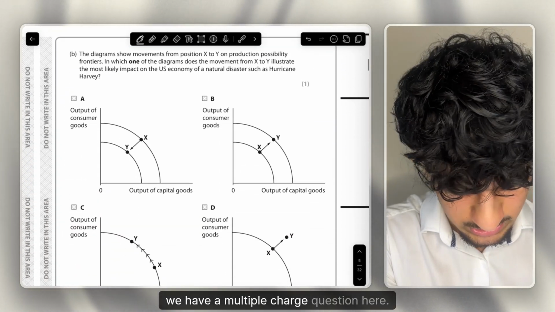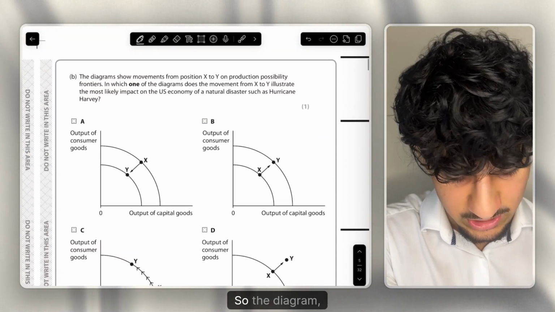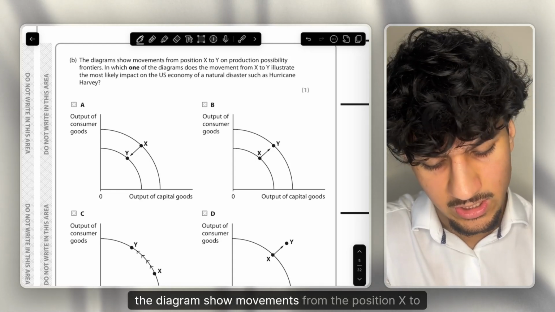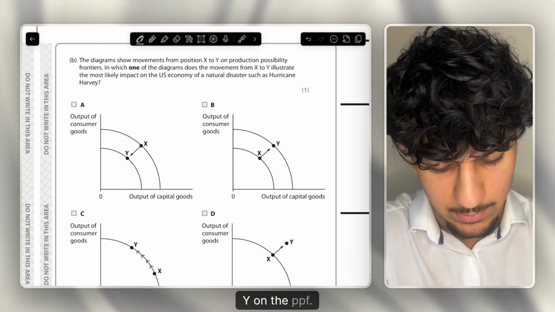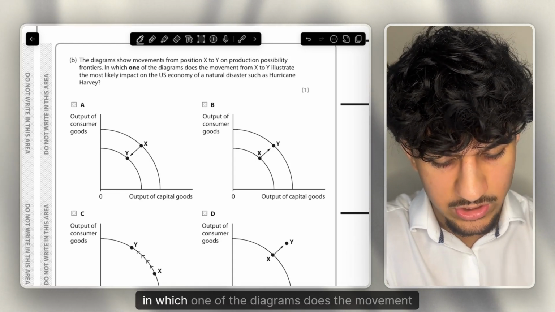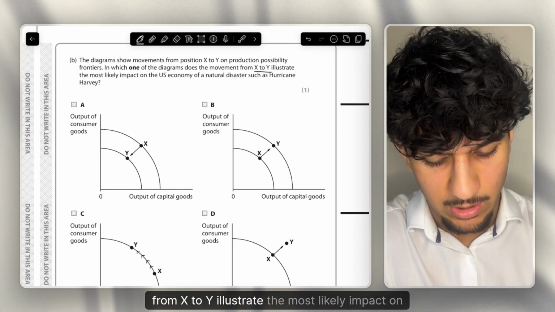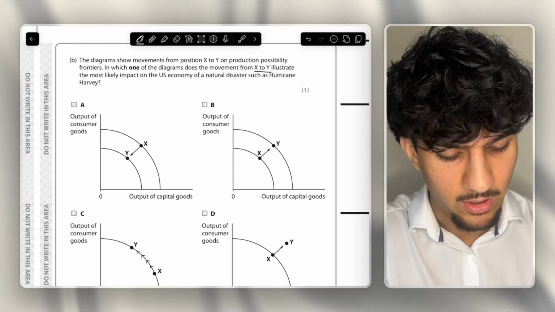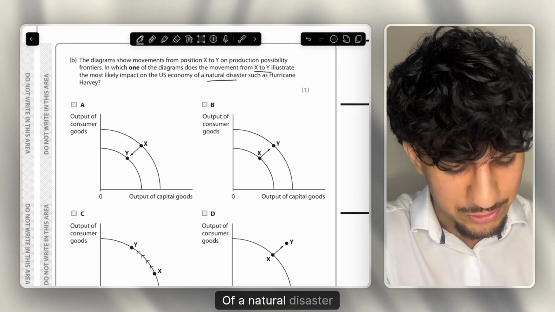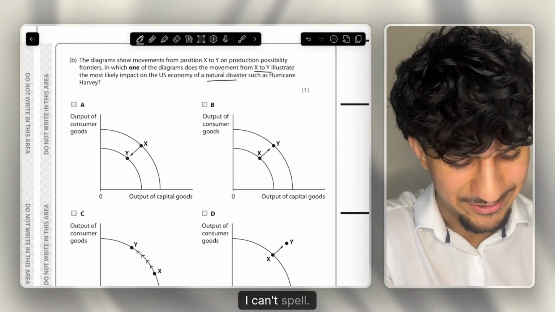So we have a multiple choice question here. It looks like it's a PPF question. The diagrams show movements from position X to Y on the PPF. In which one of the diagrams does the movement from X to Y illustrate the most likely impact on the US economy of a natural disaster?